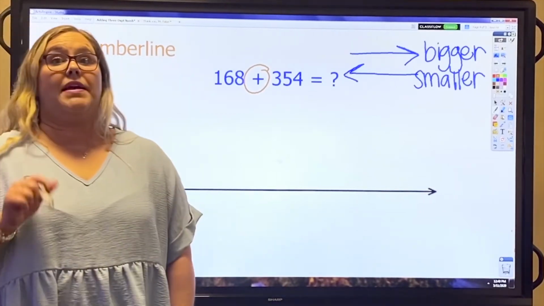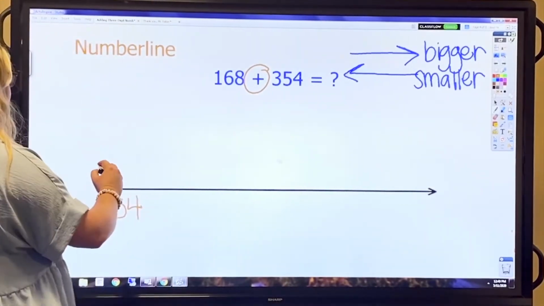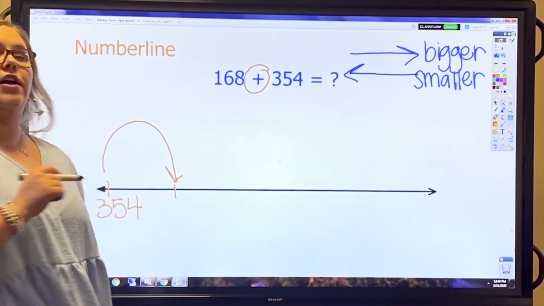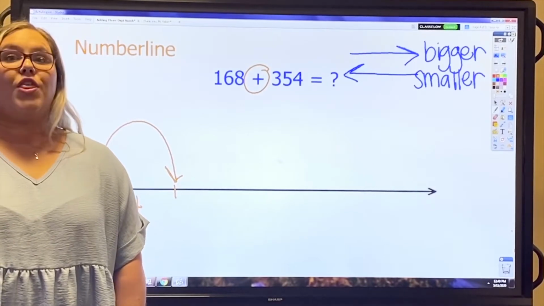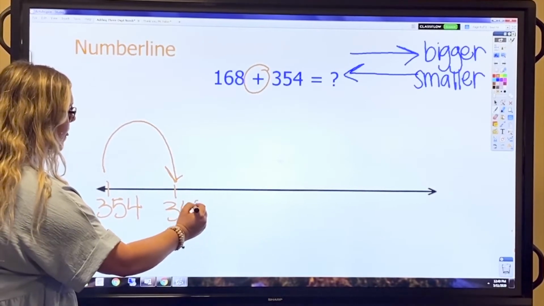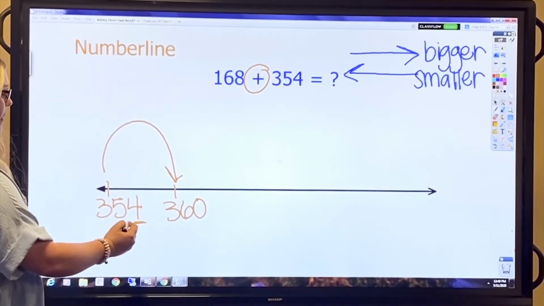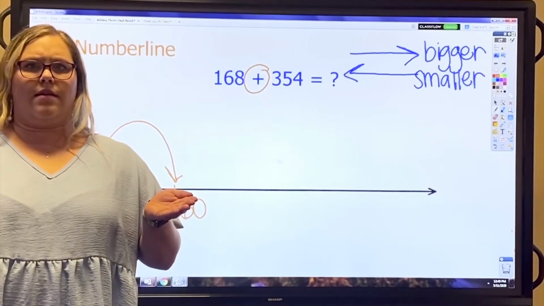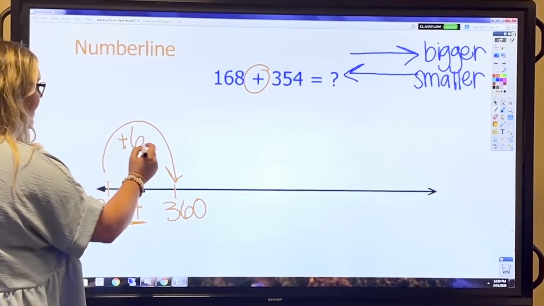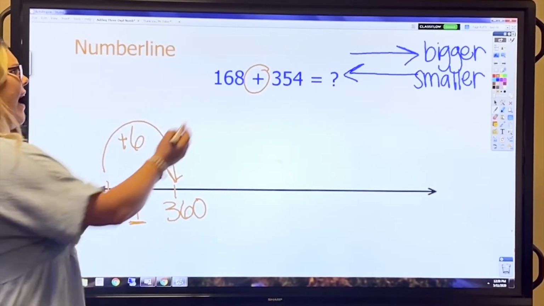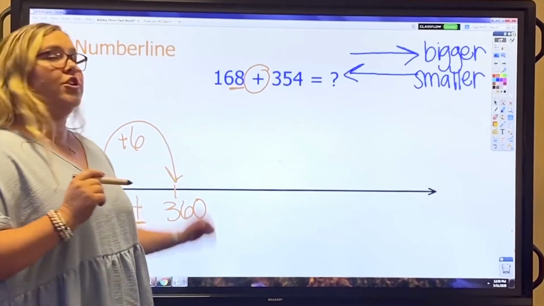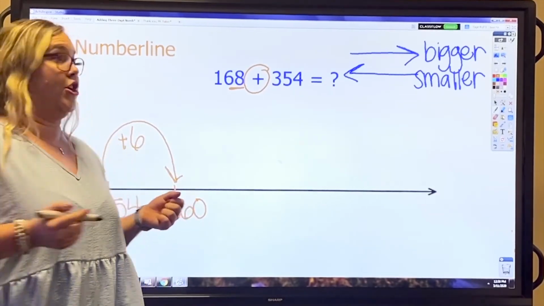And the first thing I need to do is I need to make a 10. So, what is the closest 10 to 354? 360, that's right. So, I'm going to write 360. Now, I have a 4 in the ones place. 4 plus what equals 10? That's right, 6. So, I'm going to add 6 to get to 360. Now, I don't have a 6 in my ones place, so I'm going to subtract 6 from 168 to see what numbers I have left to jump.